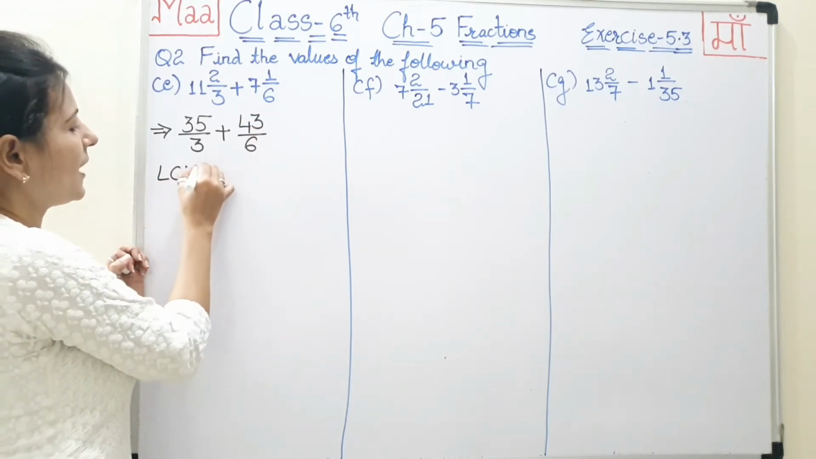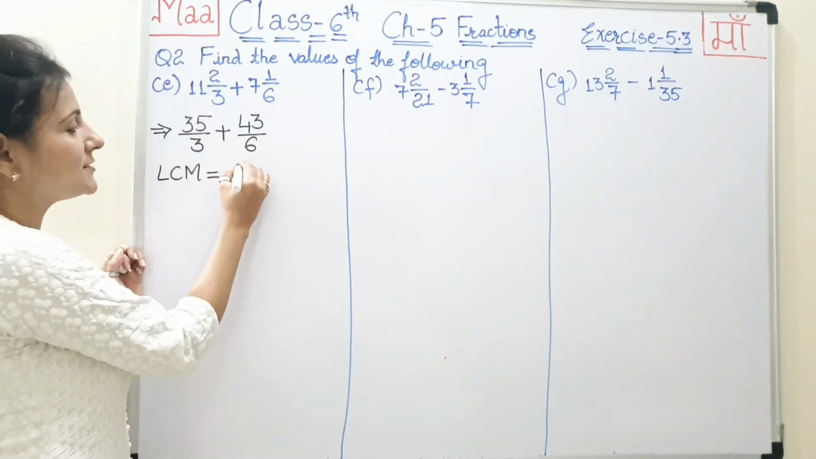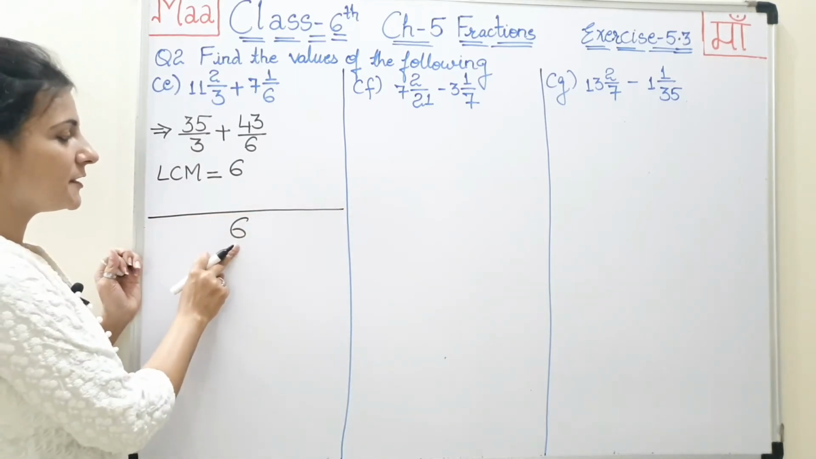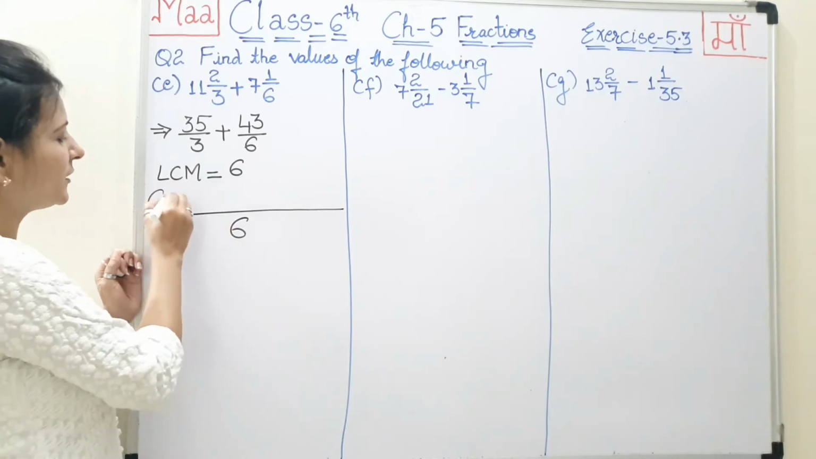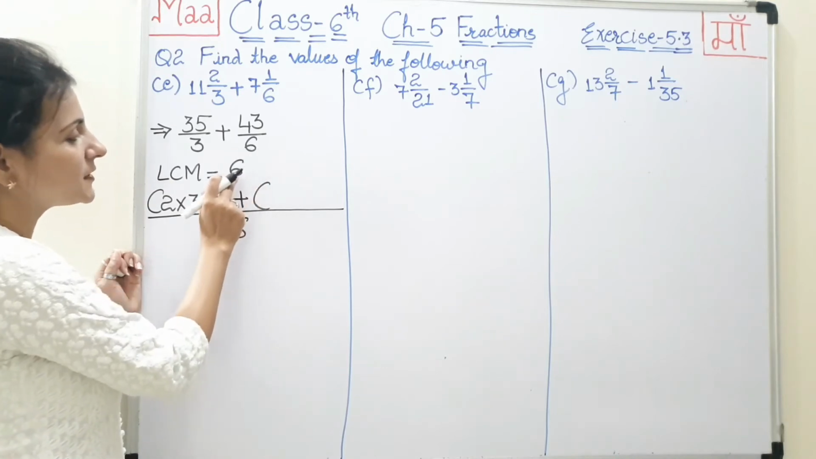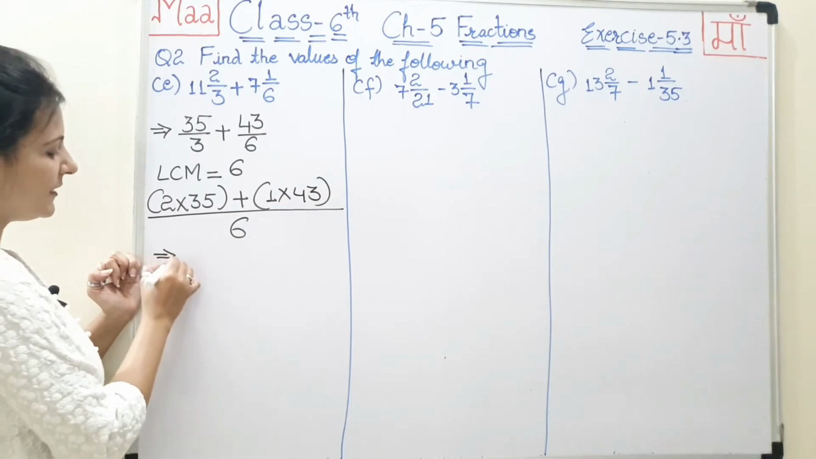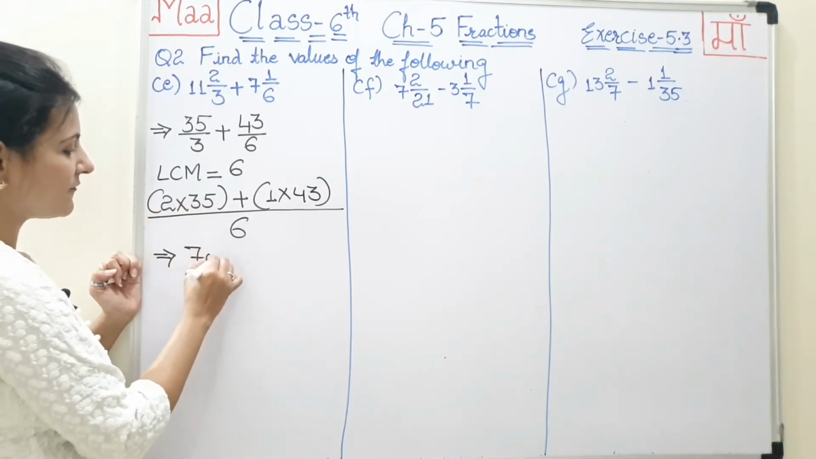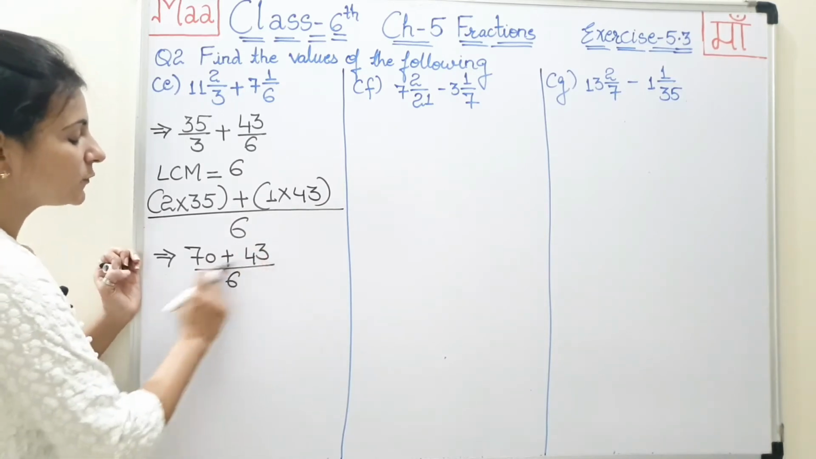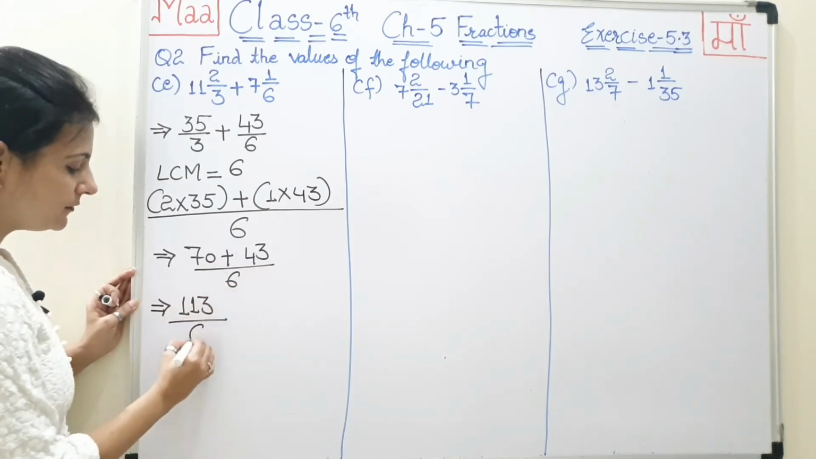So now in the next step we have to take the LCM. Here 6 is divisible by 3, so the LCM here will be directly 6. Draw one horizontal line. Write down 6 in the denominator. In the table of 3, 6 comes 2 times. So write down 2 multiplied by 35. In between a plus sign. In the table of 6, 6 comes 1 time. So 1 multiplied by 43. Next step we will do the multiplication. So 35 2s are 70, and 43 ones are 43 upon 6. So add it. After addition, you will get 113 upon 6.